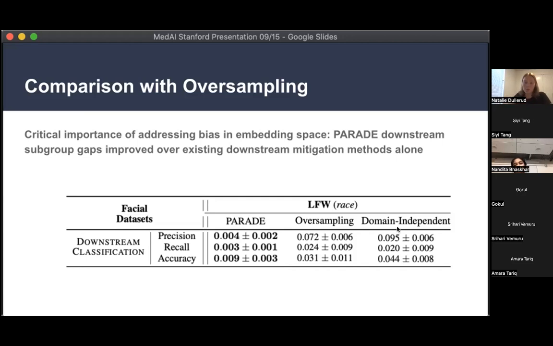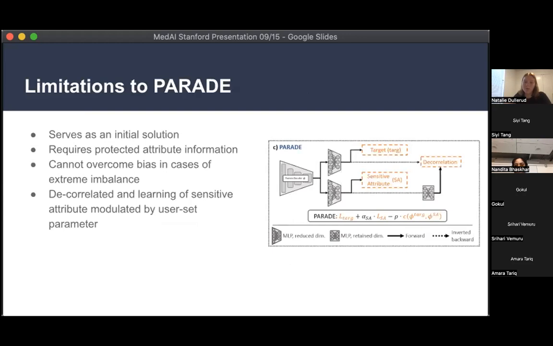And so as stated before, there are a few limitations of PARADE, and it serves as just an initial exploratory solution to fairness in deep metric learning. However, I'll discuss a couple of these limitations. So as with other fairness-with-awareness methods, it requires protected attribute information to be available when using the method, which might be pretty unrealistic in many cases.